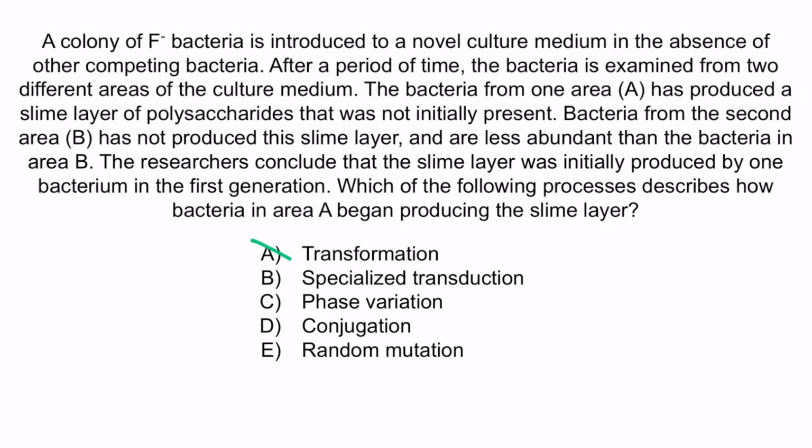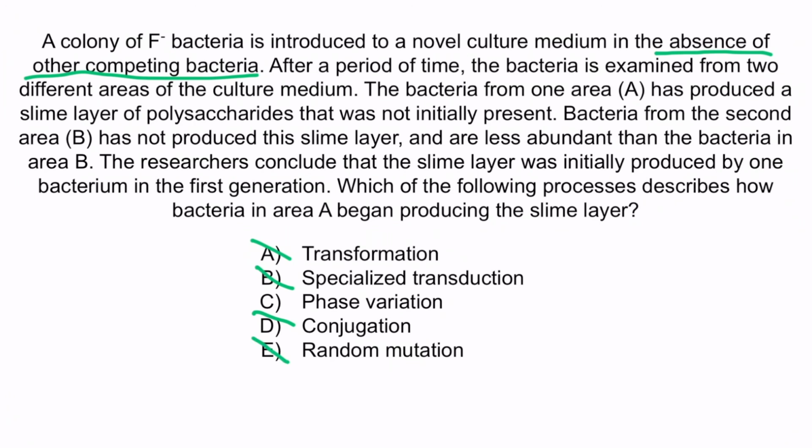Now choice A is wrong because transformation describes the DNA of one lysed bacteria being taken up by another competent bacteria. And in this question, we are told that there are no other bacterial species besides the one being studied. We're told there's an absence of other competing bacteria, so transformation doesn't make sense. Now choice B is wrong because specialized transduction requires a virus to transfer DNA. There's no indication that a bacteriophage was present in the culture medium. And choice D is wrong because we're told that a single bacterium gave rise to all the bacteria on the culture medium. This means that there are no other bacteria from which to gain the genes for the slime layer.